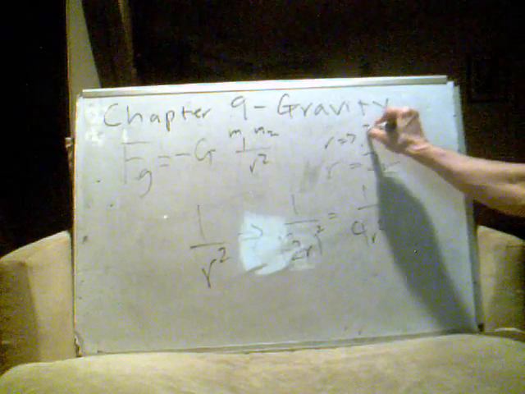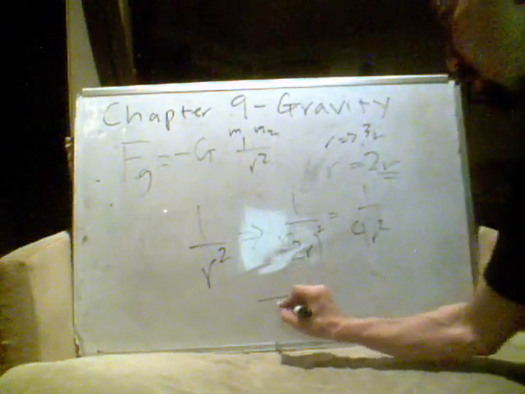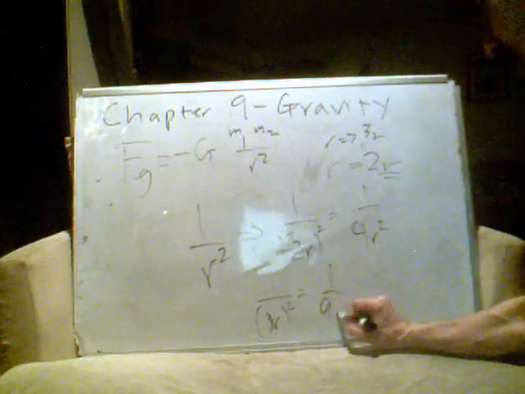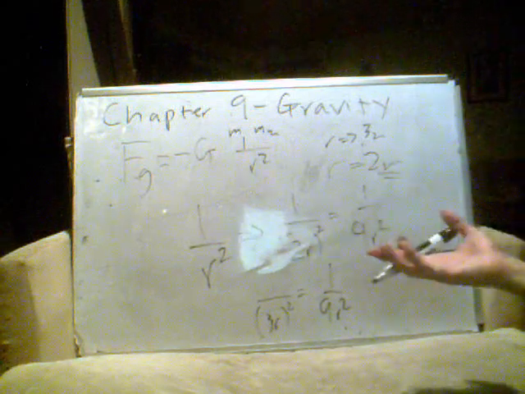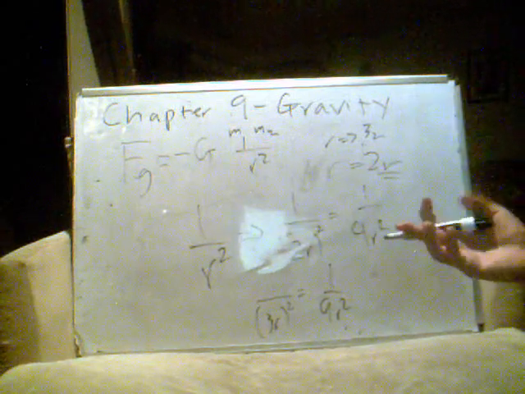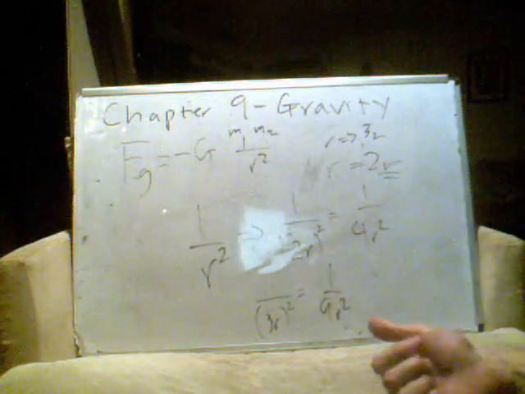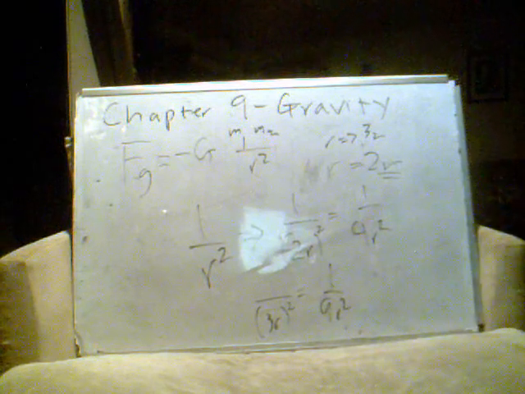What would happen if we tripled the distance? R then would become 3r, right? Well, our 1 over r squared becomes 1 over (3r) squared. That's 1 over 9r squared. That's 1/9. So if we double the distance between two objects, the force of gravity is cut by a 1/4. If we triple it, it is cut by a 1/9. If we quadruple it, it's cut by a 1/16, and so on.